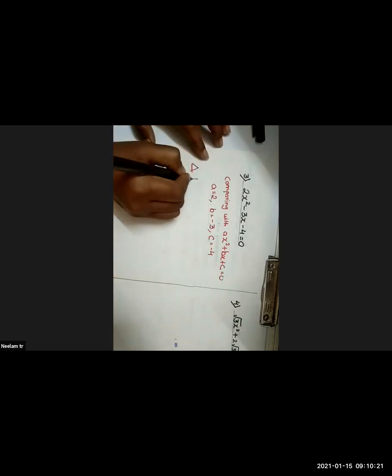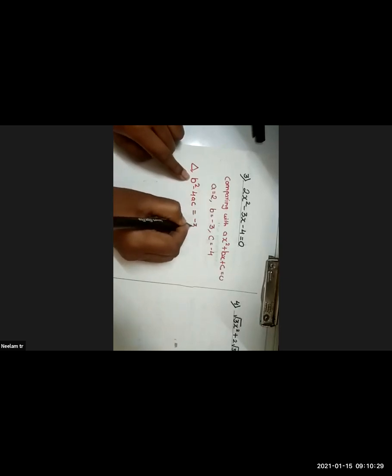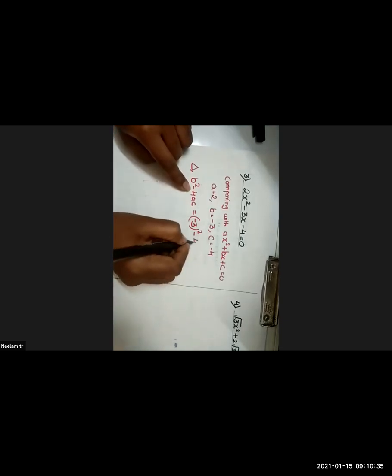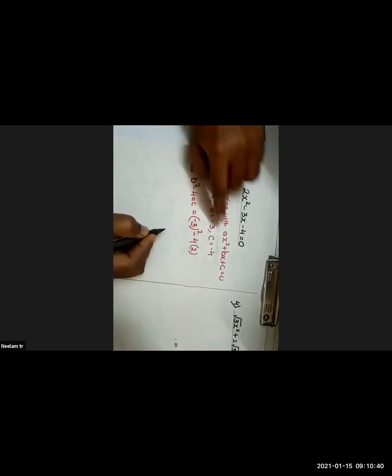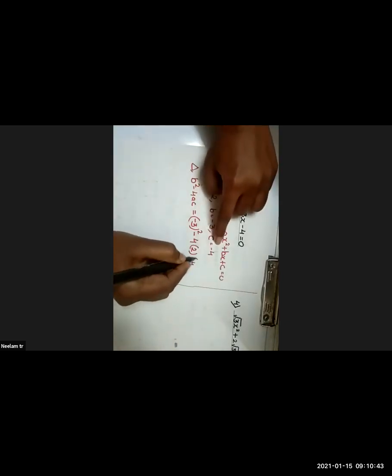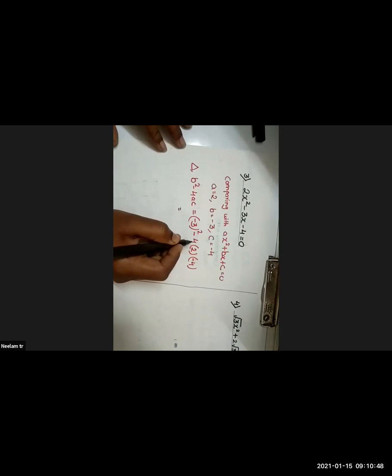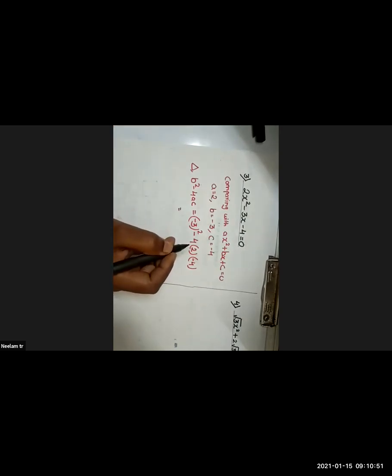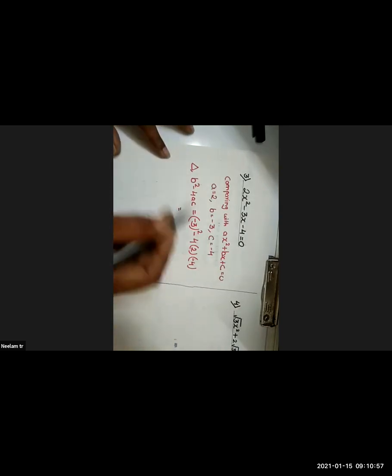Okay. Now your delta, which is b square minus 4ac. Tell me, the value of b is minus 3, the value of a is 2, the value of c is minus 4. Minus 3 into minus 3, what will you get? The value will be positive. Minus 3 into minus 3 is 9.